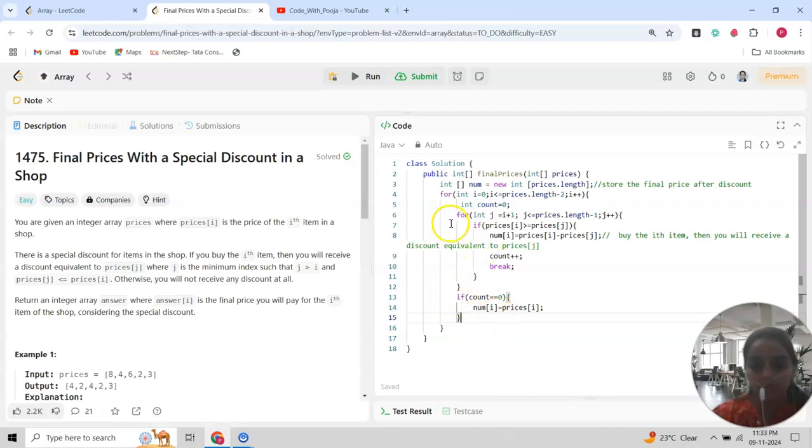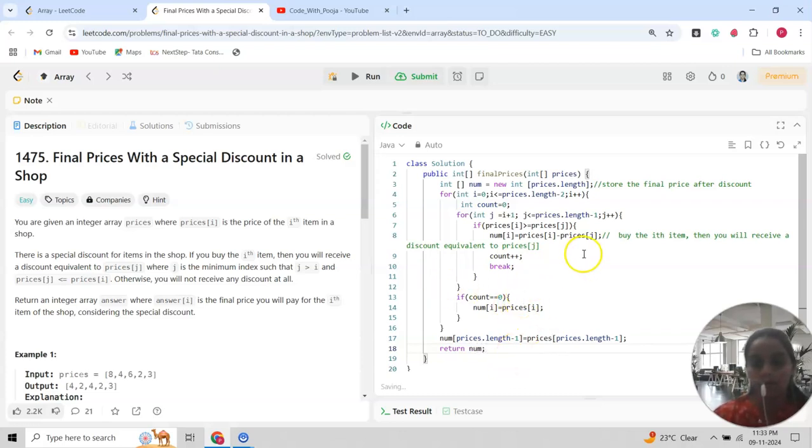Now what do we have to do? This is the nums array, and now we also have to take care of the last element. The last element will be nums[prices.length - 1] equals prices[prices.length - 1]. The last element stays the same, because there is no element after it. After that we just return nums.